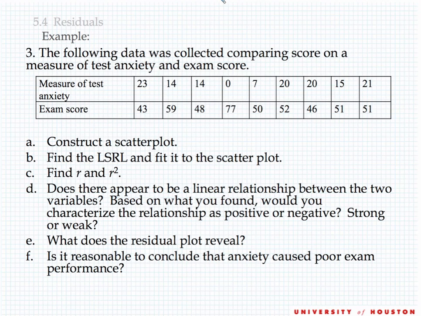Here's another example. The following data was conducted comparing score on a measure of test anxiety and an exam score. We're going to go through all of our steps: constructing a scatter plot, finding our least squares regression line, finding our R and R squared, make a judgment on the linear relationship, then look at our residual plot and see if it justifies our answer in part D.